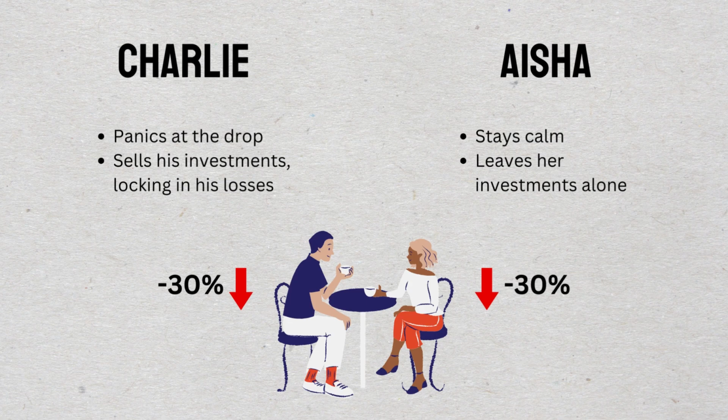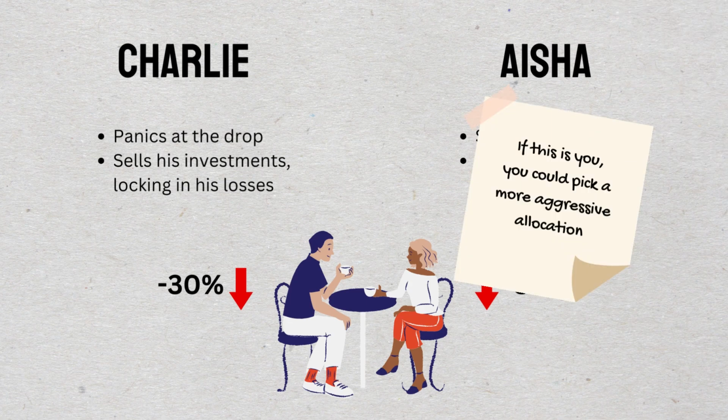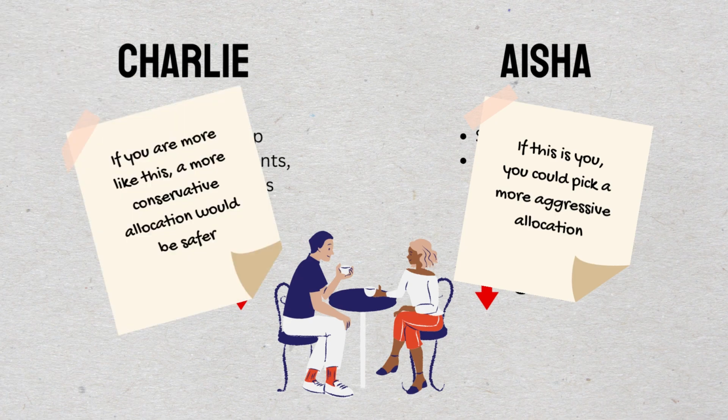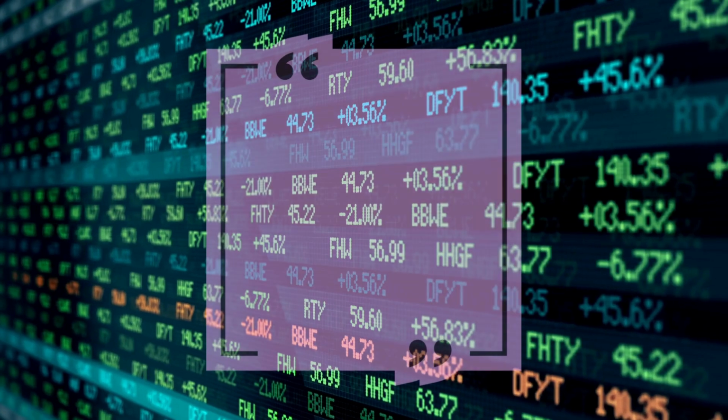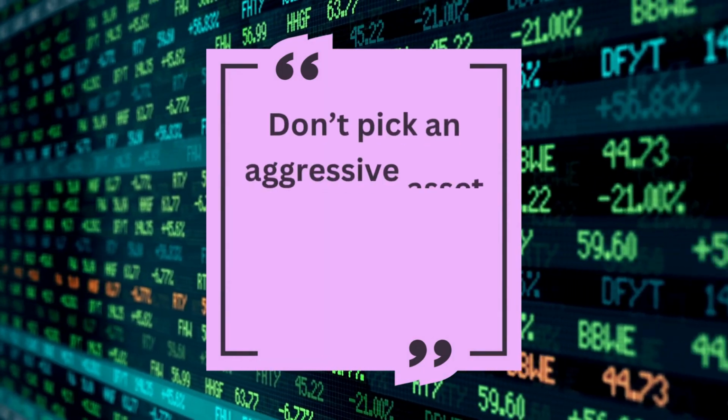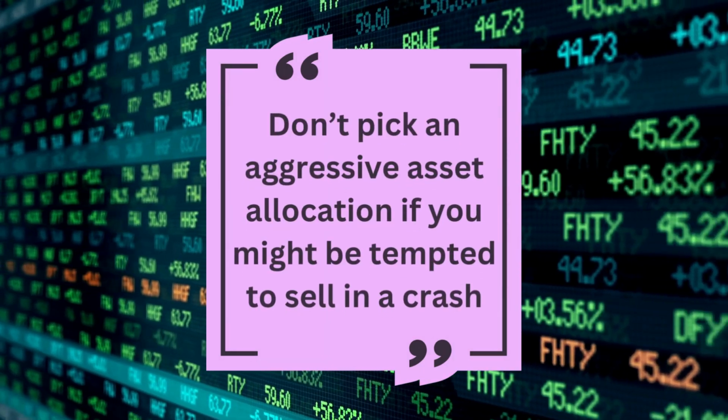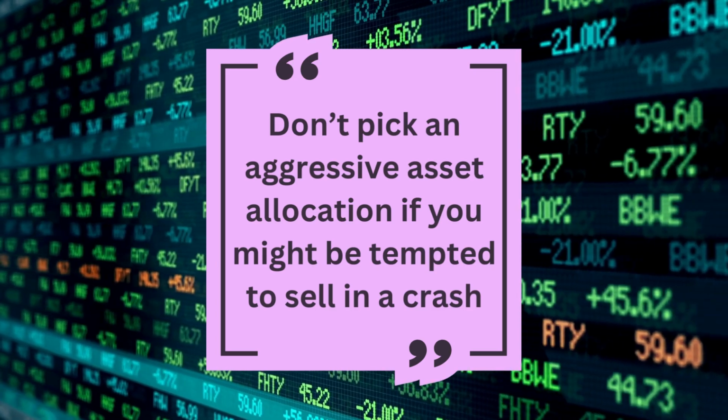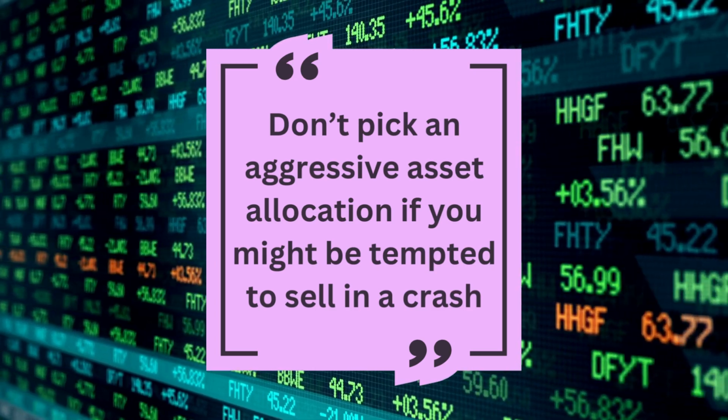In the case of a market drop, the best thing to do is usually to simply stay invested. If you can do that, you're probably safe to consider a more aggressive asset allocation. But if there's a chance you might be tempted to sell when the market falls, like Charlie, you'd be better off with a more stable allocation, so you wouldn't see such big fluctuations in the value of your investment overall. Another way to think about this is don't pick a really aggressive asset allocation if you think you might be tempted to sell your investments if the stock market crashes.